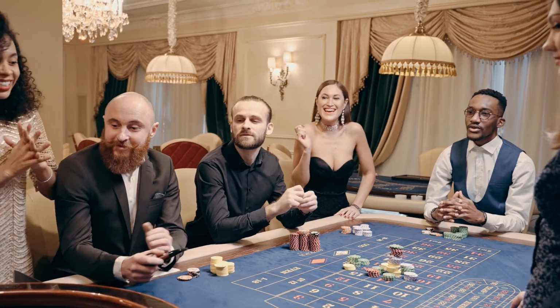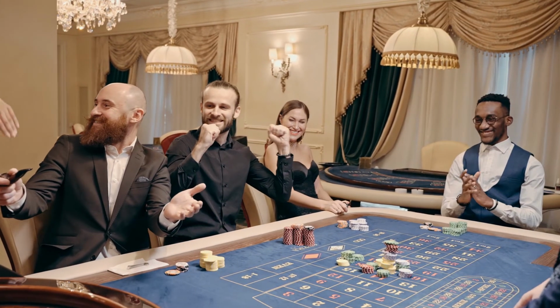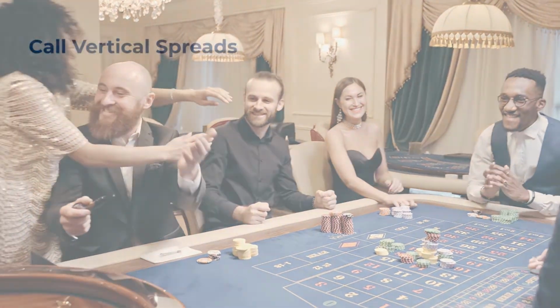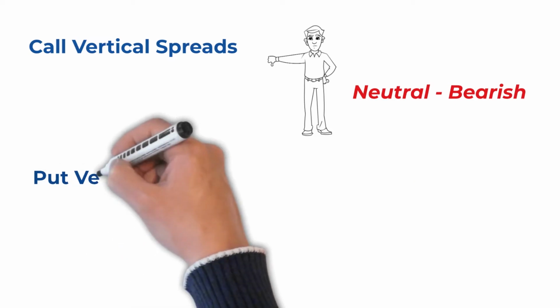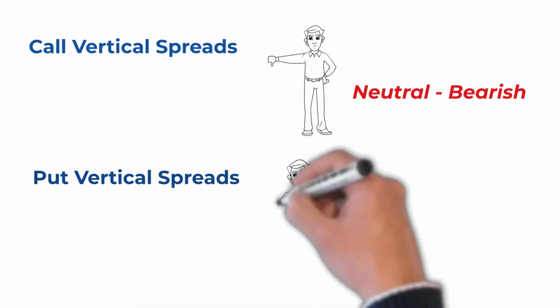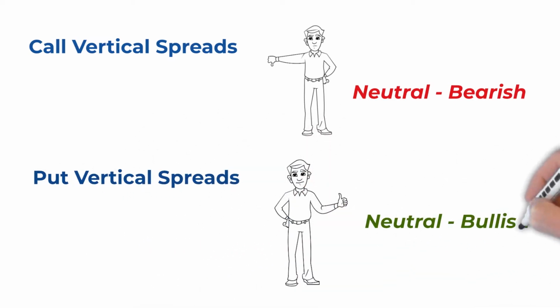When we sell options, we collect time premium. We sell call vertical spreads when we are neutral to bearish on a trade and we want the stock to come down in price. We sell put vertical spreads when we are neutral to bullish on a trade and we want the stock to increase in price.